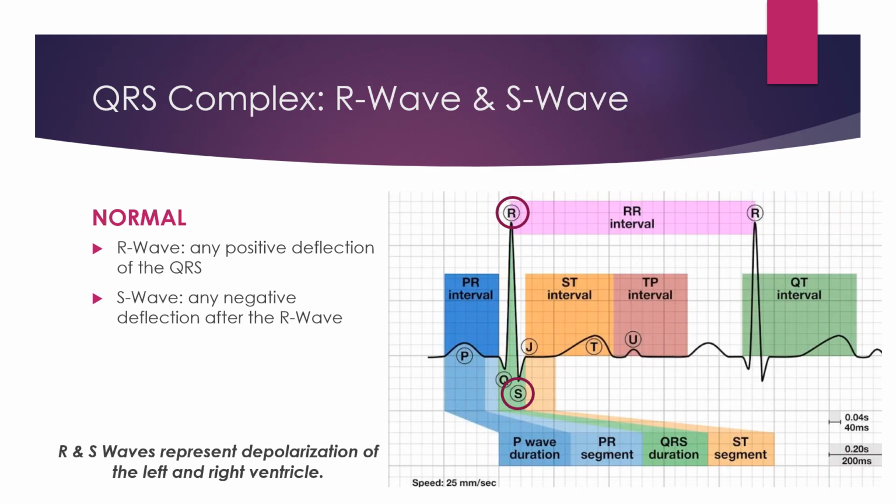All right. The R wave and the S wave of the QRS complex. The R wave is any positive deflection of the QRS complex, and the S wave is any negative deflection after the R wave. They are going to represent depolarization of the left and right ventricle. So remember, the Q wave was the intraventricular septum, and then the R and S waves represent depolarization of the left and right ventricles. Depending on where your camera is, the R wave could represent the right or the left ventricle, which we'll talk about with 12 leads next week.